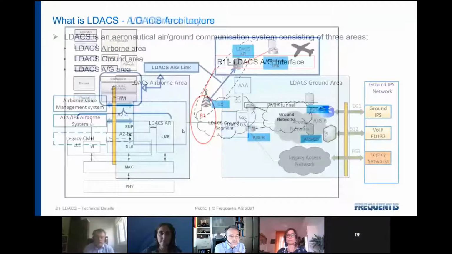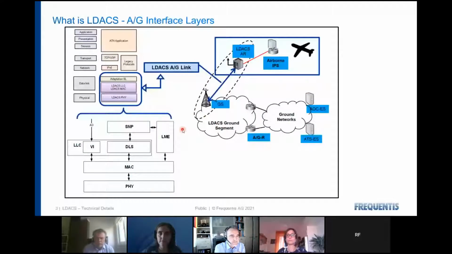Here you can see a slightly different representation of the LDACS air-ground interface, and it is shown that it is an essential segment of the end-to-end air-ground communication from the aircraft down to the ATNS or AOCN system. The protocol stack on the top left shows the mapping of the air-ground communication protocol to the OSI layers. So the LDACS air-ground specification covers the physical and data link layers. And below you see the detailed representation of the LDACS air-ground protocol.